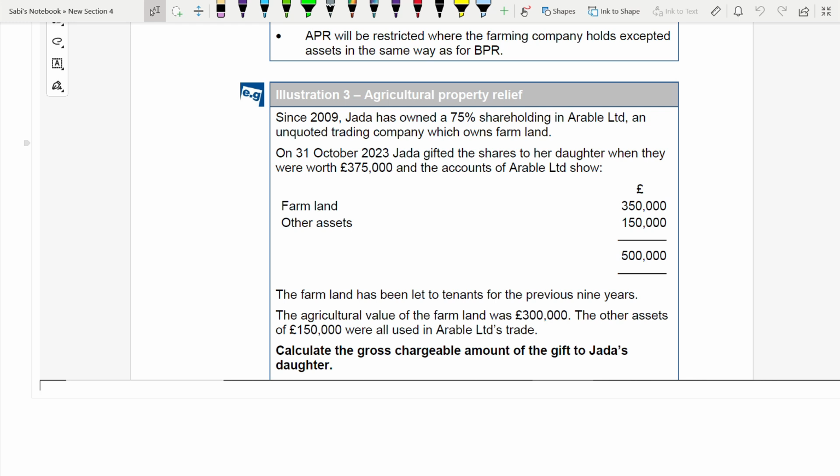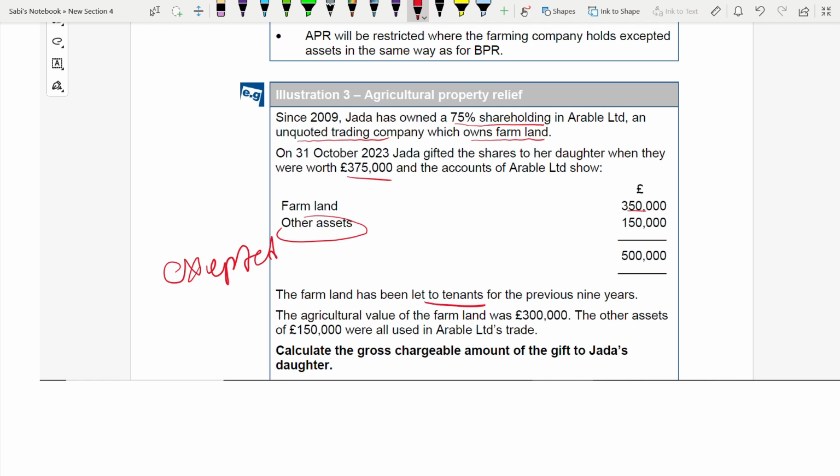Illustration 3. Calculate the gross chargeable amount of the gift to Jada's daughter. Jada owns a 75% shareholding in an unquoted trading company which owns farmland. Since 75% shareholding means control is there. Farmland and other assets: she has other assets, which means accepted assets are there. Because accepted assets are there, APR will be restricted. She's gifting shares worth 375,000 to her daughter. Farmland has been let to the tenant.